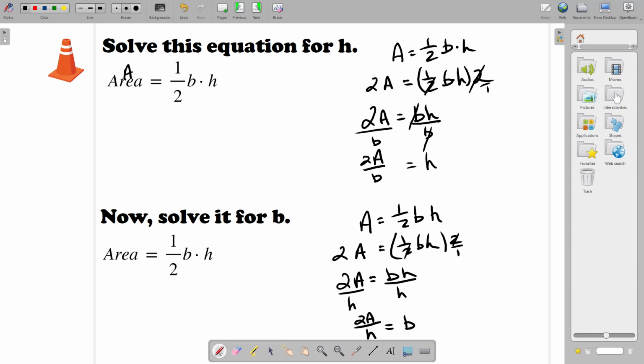So in both of these equations, same exact equation, but this one, the first equation, we're trying to get h by itself, and in the second equation, we're trying to get b by itself. Process is exactly the same.